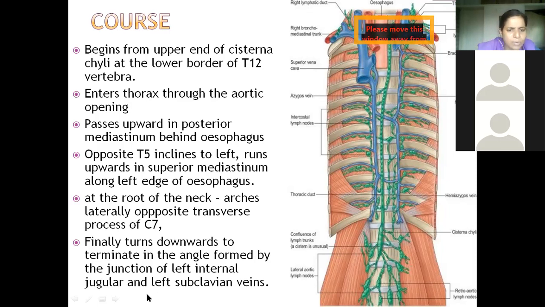Same story will be written here. It begins from the upper end of the cisterna chyli at the lower border of the 12th thoracic vertebra.